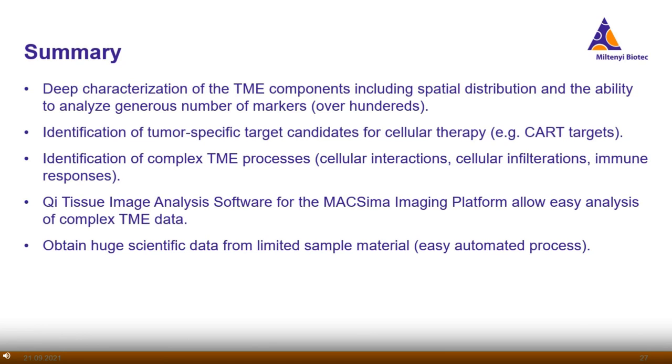Of course, with complex investigations comes a complex amount of data to analyze. Here you can rely on the QI tissue image analysis software for the MACSima. There are several amazing analysis options you can use in this software. For detailed tissue analysis options using this software, please watch the on-demand webinar highlighting the benefits of the MACSima in lung cancer presented by my colleague Dr. Santos.